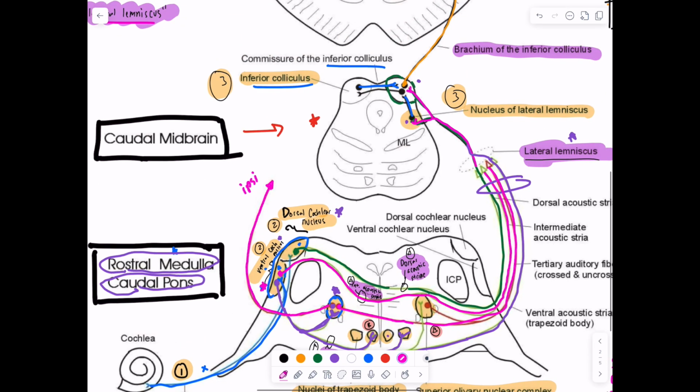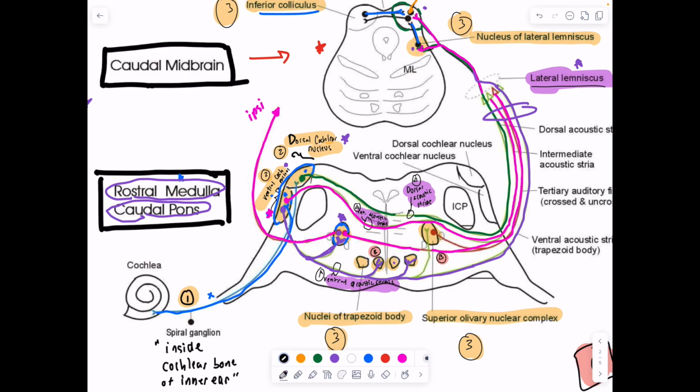All right, so just to summarize, first order axon comes in, synapses at the cochlear nuclear complex in the rostral medulla. Then you get a couple of pathways. One is the dorsal striae, and it's relatively unexciting. It just goes and joins the ascending pathway, it goes up.